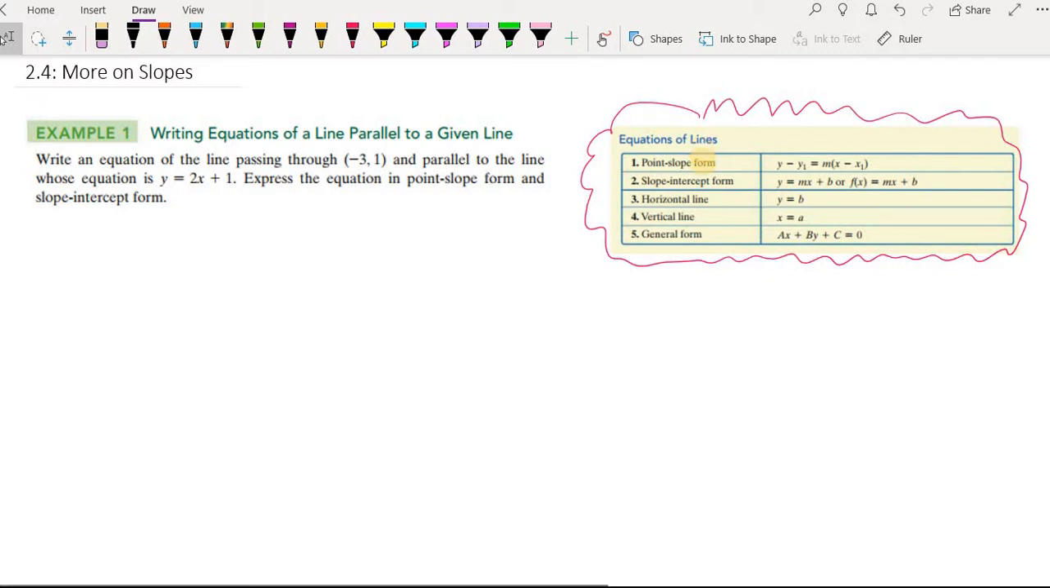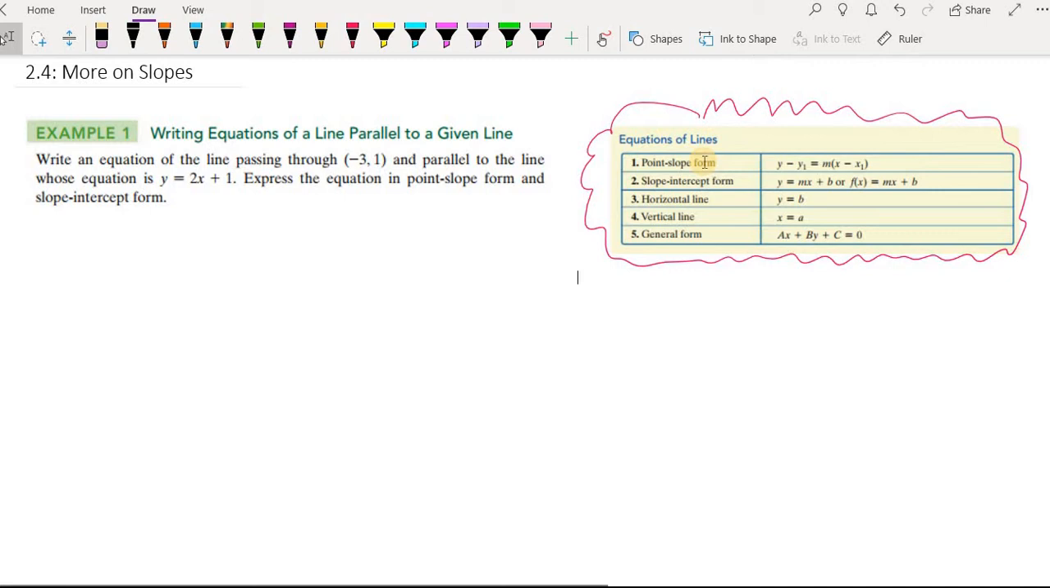Alright, example 1: write the equation of a line passing through (-3, 1) and parallel to the line whose equation is y equals 2x plus 1. Express the equation in point-slope form and slope-intercept form.